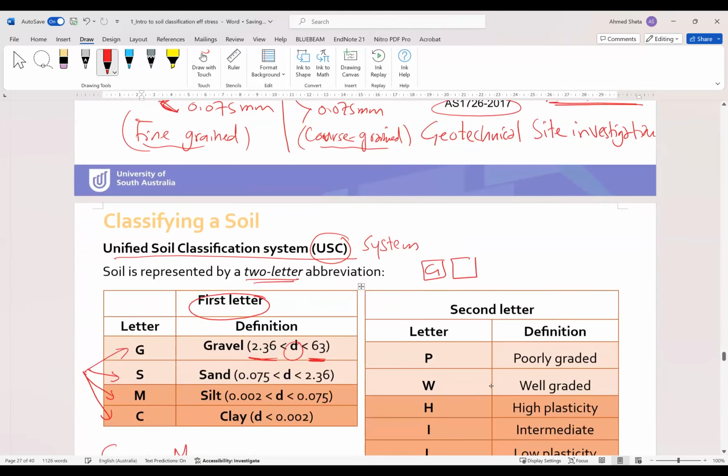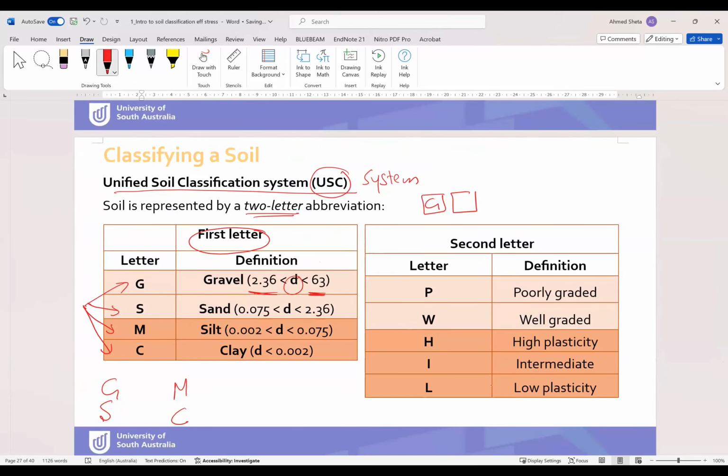So from the chart, you can find that if the particle size is between 2.36 and 63, it is gravel, less than that will be sand, less will be silt, and less than 0.002 will be clay. So this will be our first letter. Second letter, we have the grading, the grade of the soil.